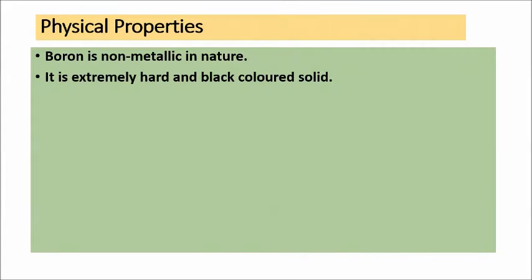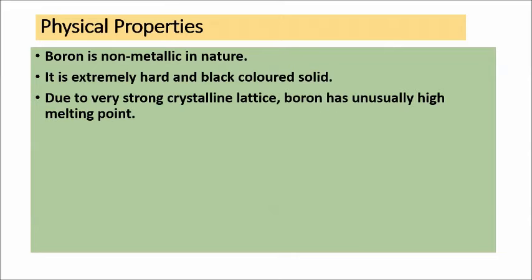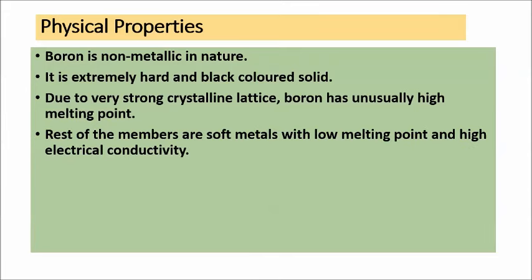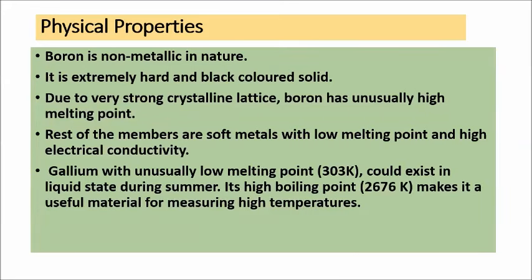And the last one is about the physical properties of the elements. Boron, which is non-metallic in nature, is an extremely hard and black colored solid. Due to its very strong crystalline lattice, boron has an unusually high melting point, and the rest of the members are soft metals with low melting points and high electrical conductivity. Gallium, with an unusually low melting point, could exist in the liquid state during the summer. Its high boiling point makes it a useful material for measuring high temperatures.